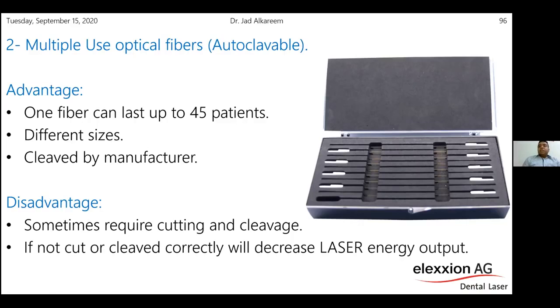The advantage of these fibers, as I mentioned, is that they can last up to 45 patients. They are autoclavable and multiple-use, so they will save a lot of money for the dentist if he uses these kinds of fibers.